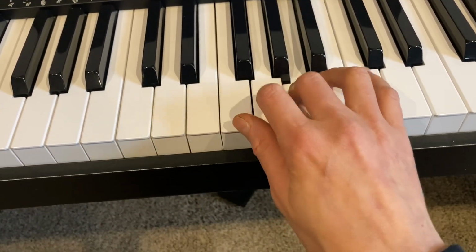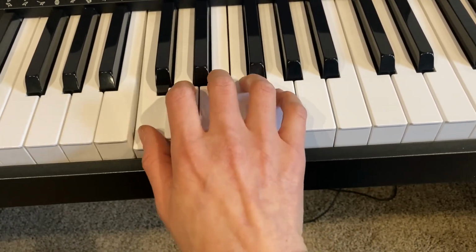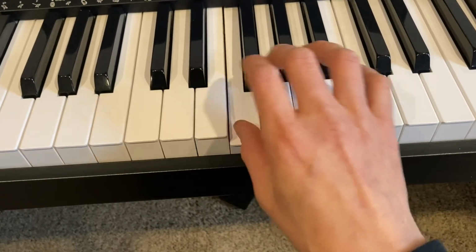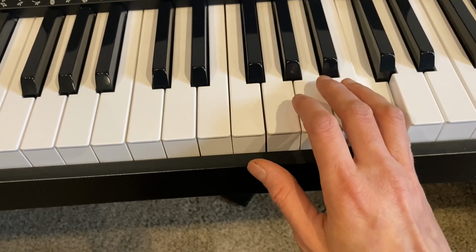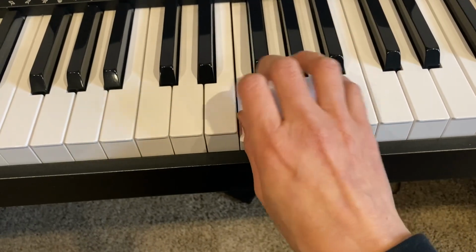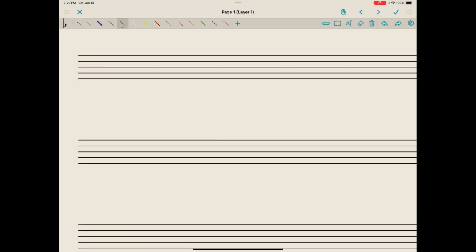2, 3, 4, 5, 6, 7, 8. So again, C, D, E, F, G, A, B, C, and C, B, A, G, F, E, D, C. The pitches I just played would be easily written in the treble clef.